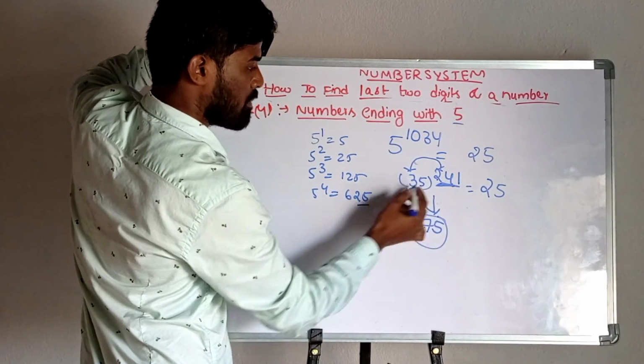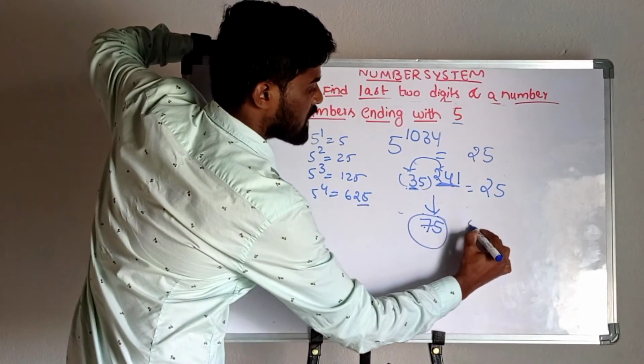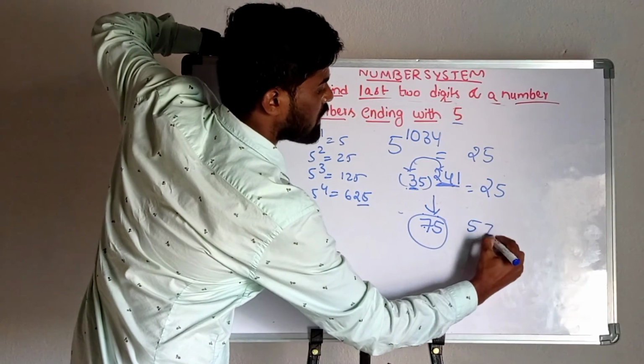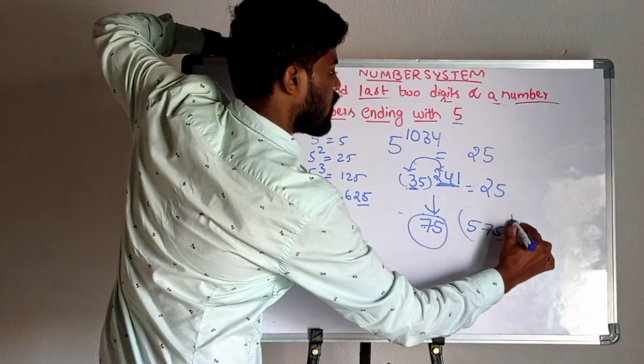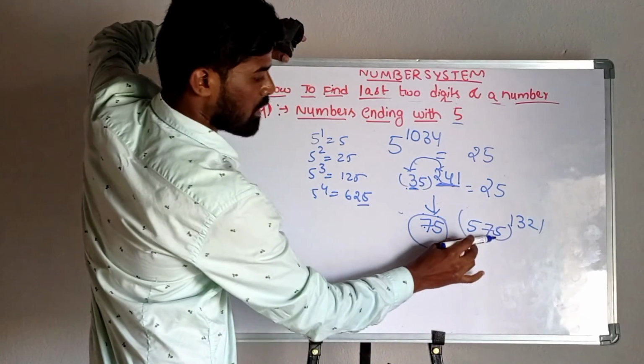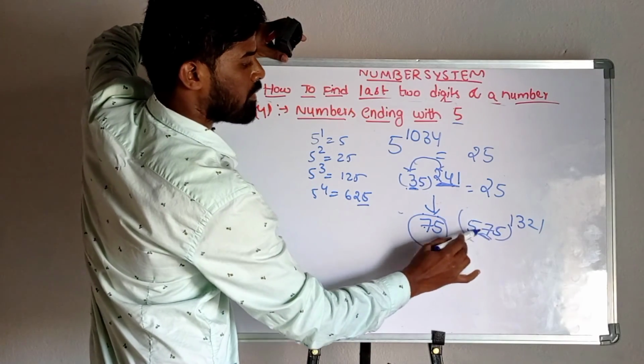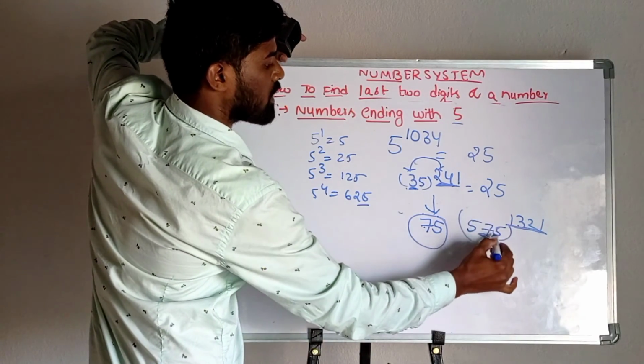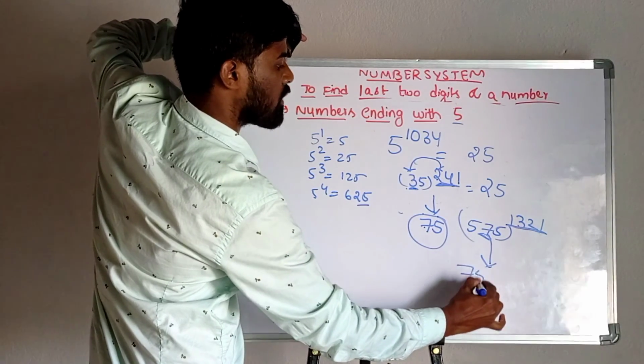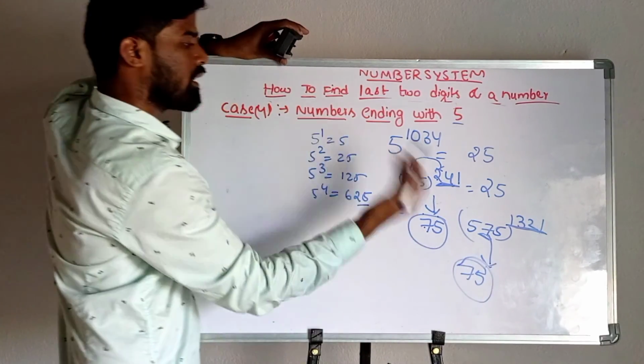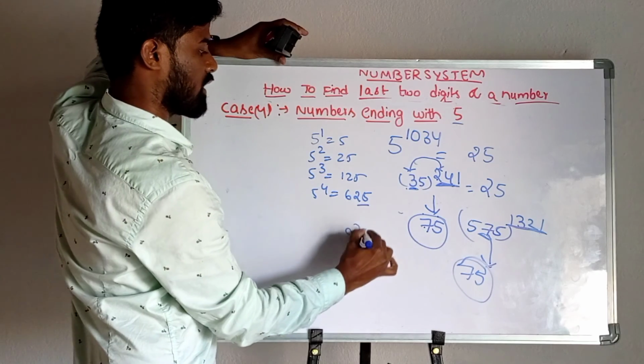Another example where the number ends with 75 is, if we take 75 raised to the power of 1321. Here the number before 5 is odd and the power is also an odd number. That means it ends with 75. In all the other cases, the number ends with 25.